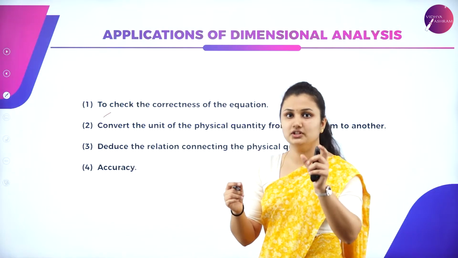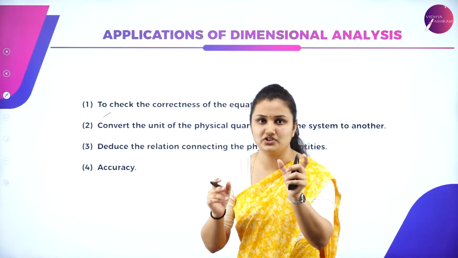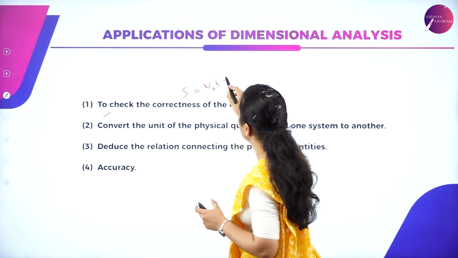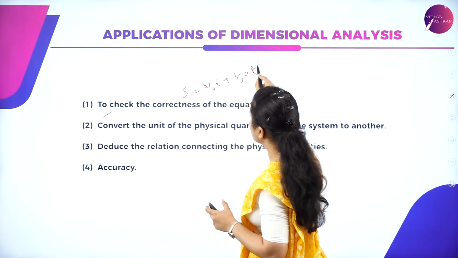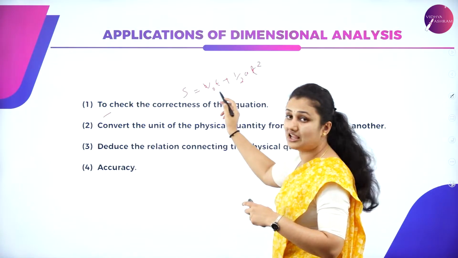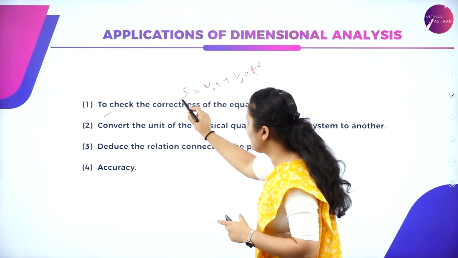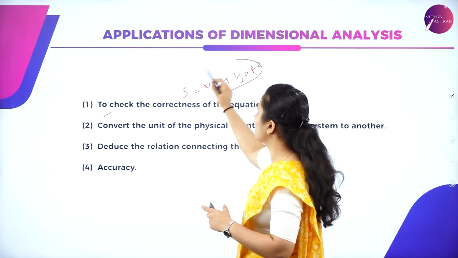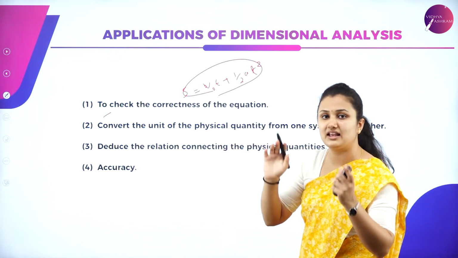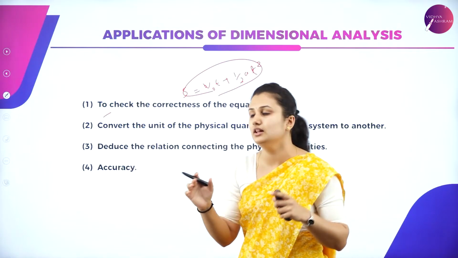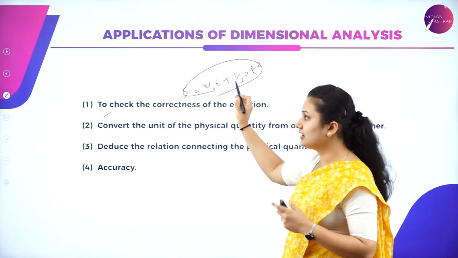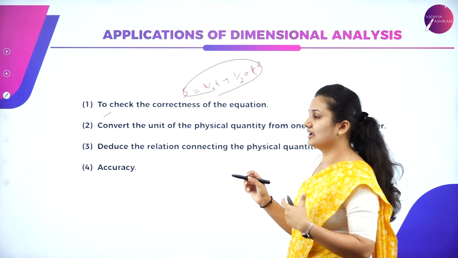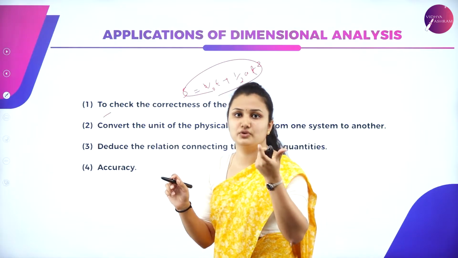When we test the dimension of a given equation, say for example, I have S is equal to V naught T plus half A T square. This is an equation. Is this equation dimensionally correct? How will we check? If the dimensions of LHS and RHS are equal, then we say this equation is dimensionally correct. To check the correctness of the equation, we'll come to that in our next slide. We'll check the correctness of a few of the equations.